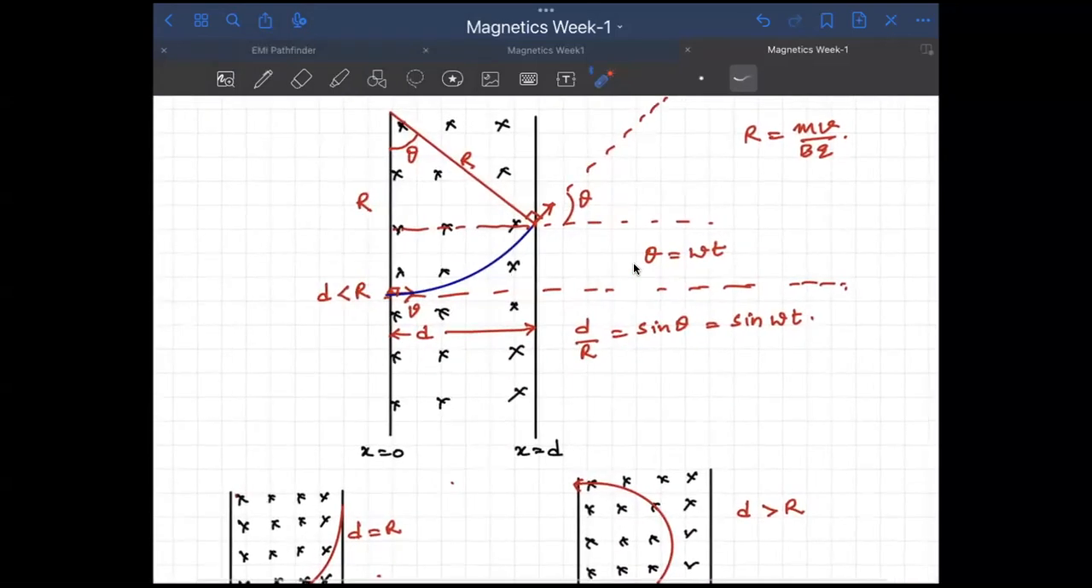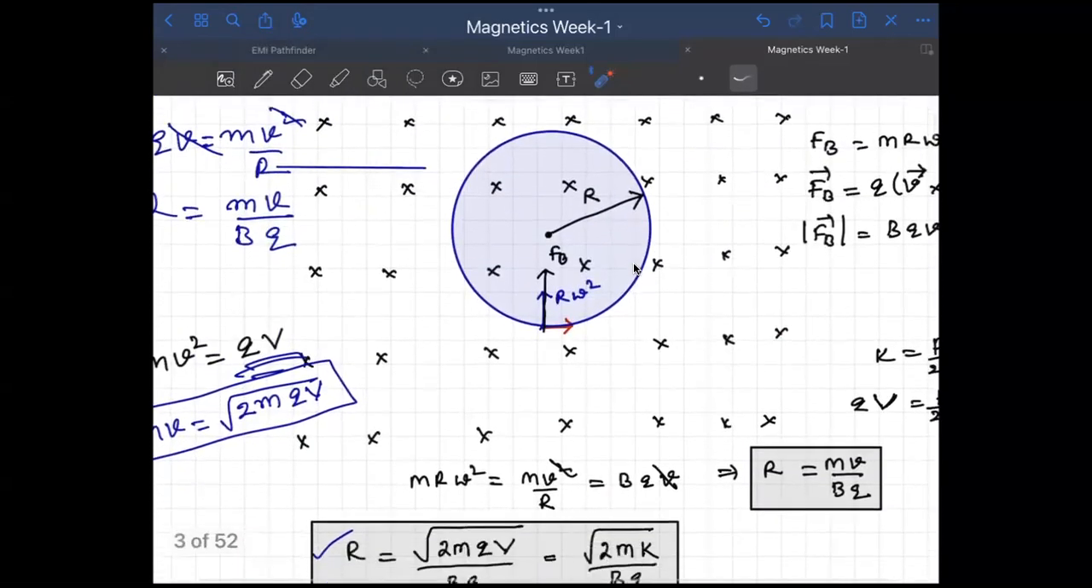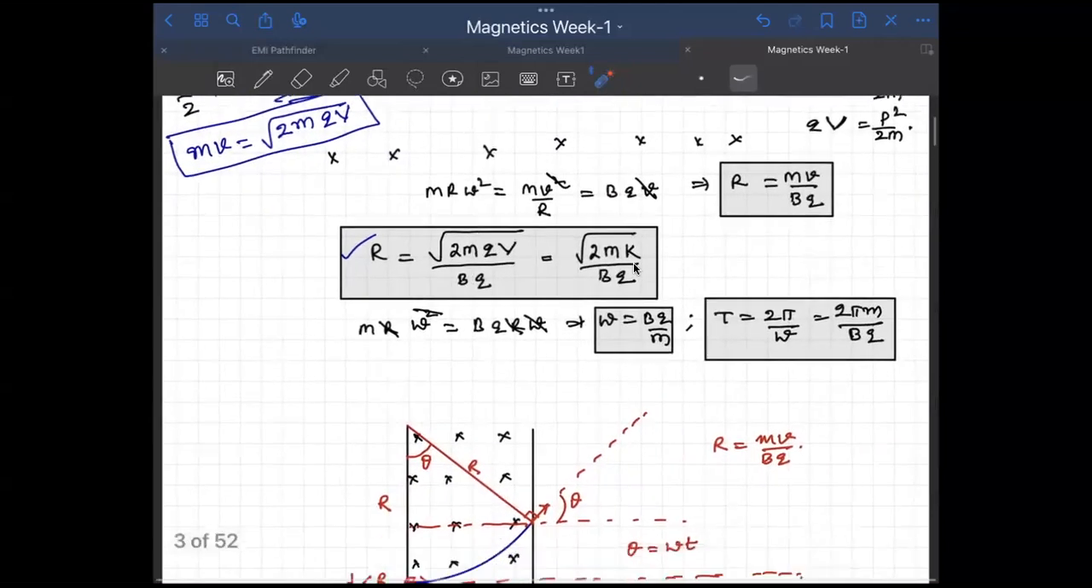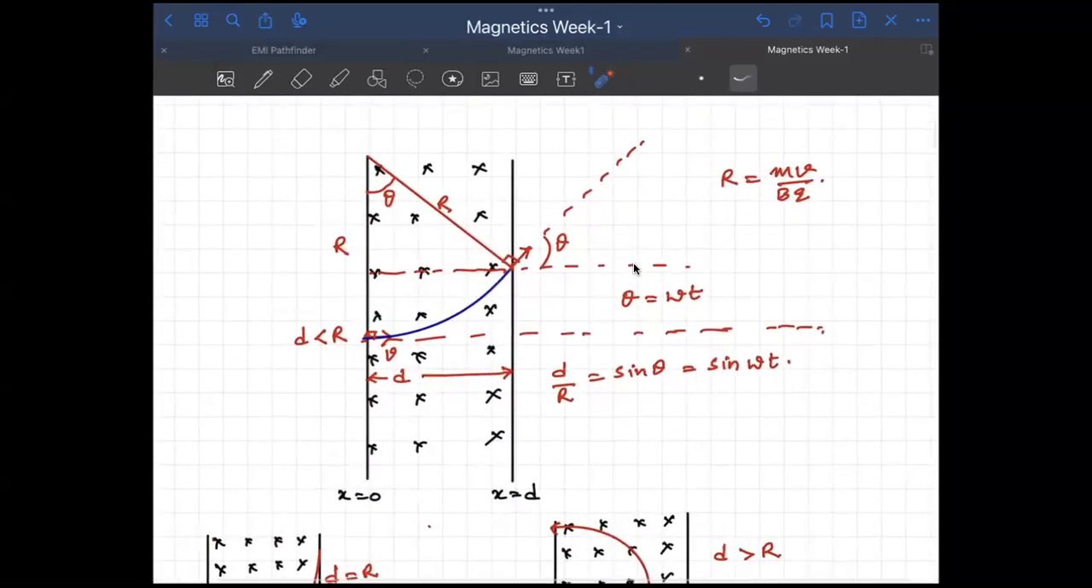Next. Now, previously what I have shown you, the entire space is filled with magnetic field. Now it is totally different. Only a certain length of the space is filled with magnetic field. Of course, uniform magnetic field. How do I define that? A space between x equal to 0 to x equal to d comprising this uniform magnetic field.